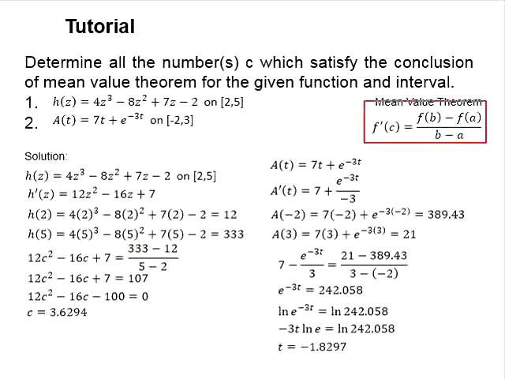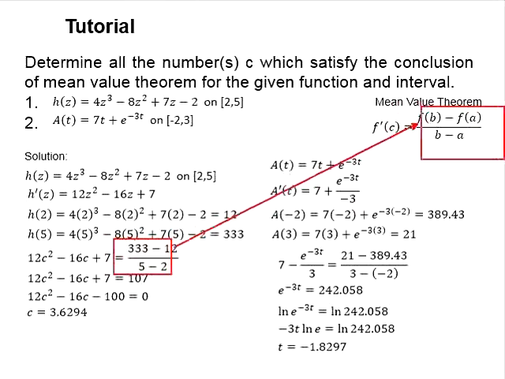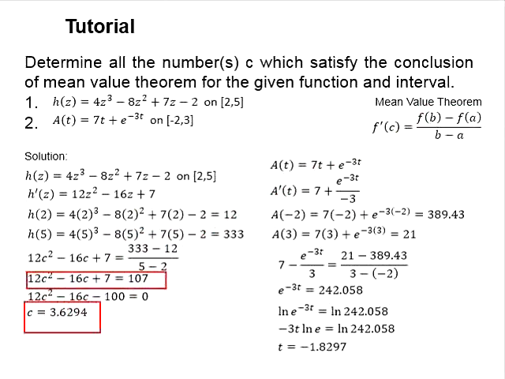Use these formulas for the mean value theorem. Substitute c into the function here, you will get this. h(5) minus h(2) divided by 5 minus 2, in accordance with the formula here. Solve the expressions, and you will get c equals 3.6294. Check the value here, which is in between the range 2 and 5.